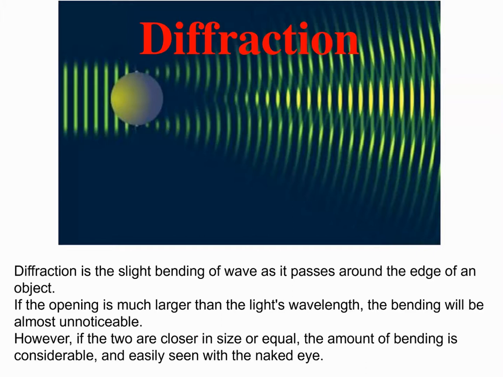Okay, what is the meaning of diffraction? Diffraction is the slight bending of a wave as it passes around the edge of an object. If the opening is much larger than the light wavelength, the bending will be almost unnoticeable. However, if the two are closer in size or equal, the amount of bending is considerable and easily seen with the naked eyes. Okay, so this is the reason why the wavelength of the X-ray has to be comparable with the atomic scale. If not, then no diffraction will happen. All right.